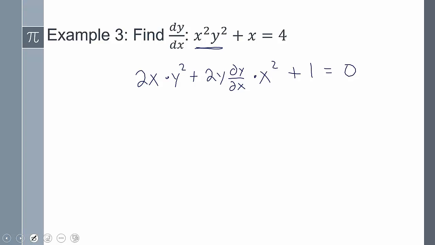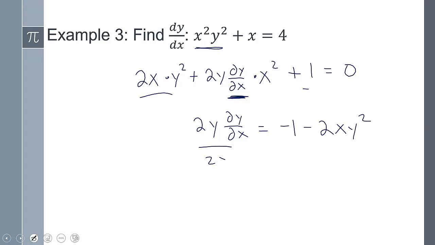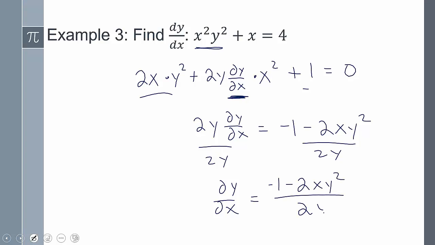So now I need to get my dy over dx by itself. So first I can subtract the 1. So I get 2y dy over dx equals -1 minus 2xy squared. Then divide both sides by 2y. You get dy over dx equals -1 minus 2xy squared over 2y.